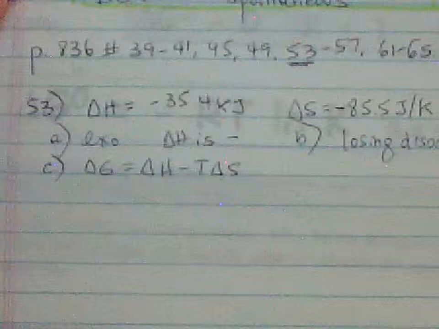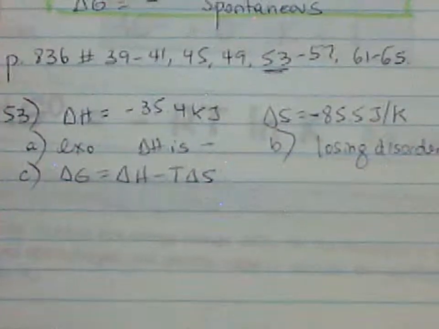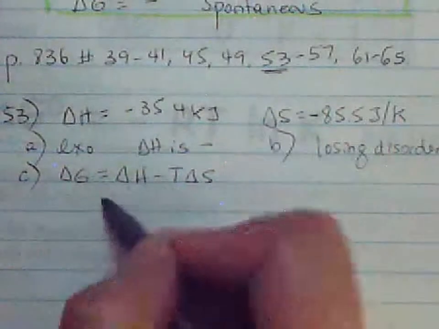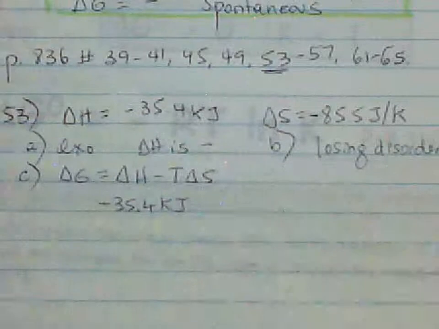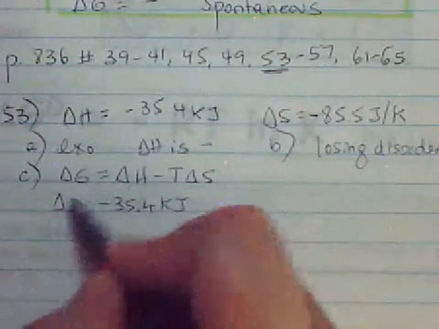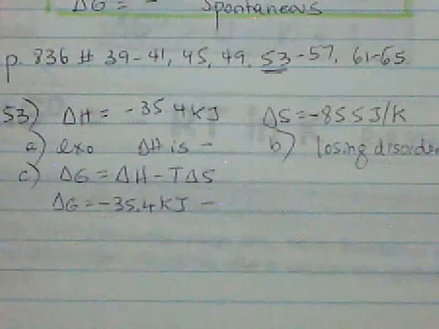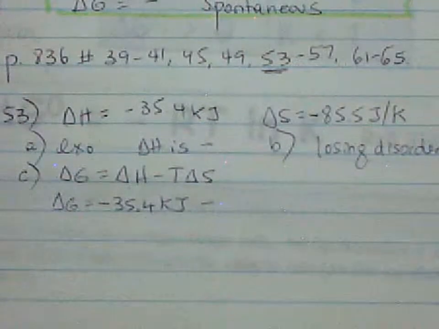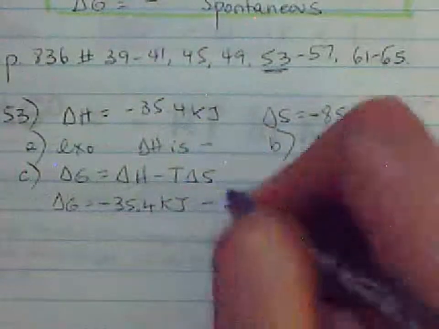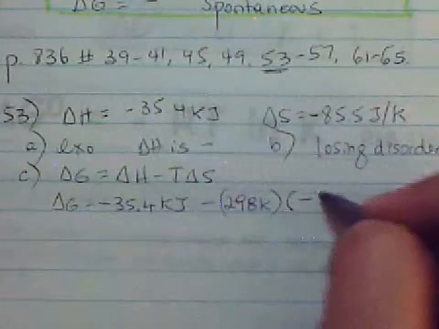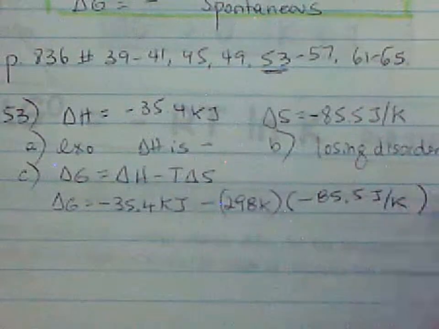Okay. All right. So let's go ahead and substitute the numbers that I'm given in the question. All right. So delta H is negative 35.4, and I'm not going to be lazy. Let me put the unit there just to remind myself of what I'm doing. Minus the temperature. What did they tell me the temperature was for this? 298 Kelvin. Okay, great. They gave it to me in Kelvin already. That's fabulous. And then delta S is negative 85.5 joules per Kelvin.